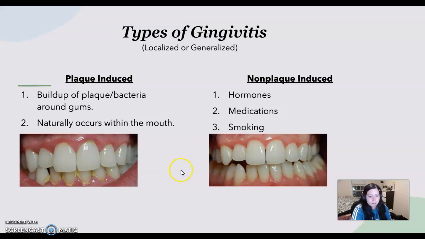If you take a look at the picture on the left, you can see this kind of buildup around those bottom teeth. That's plaque and bacteria. This bacteria also naturally occurs within the mouth, and you always have bacteria in your mouth. It kind of just depends on how your body reacts to that bacteria and how much is there. Non-plaque induced, you see we still kind of have this redness along the gum line, but you don't see any plaque built up around the teeth.